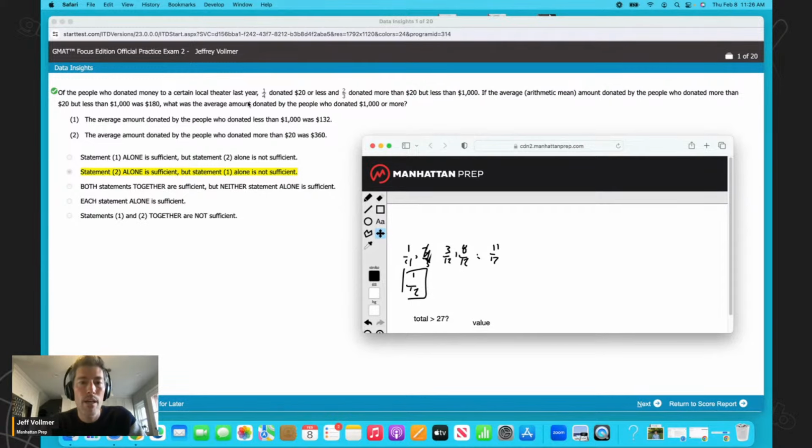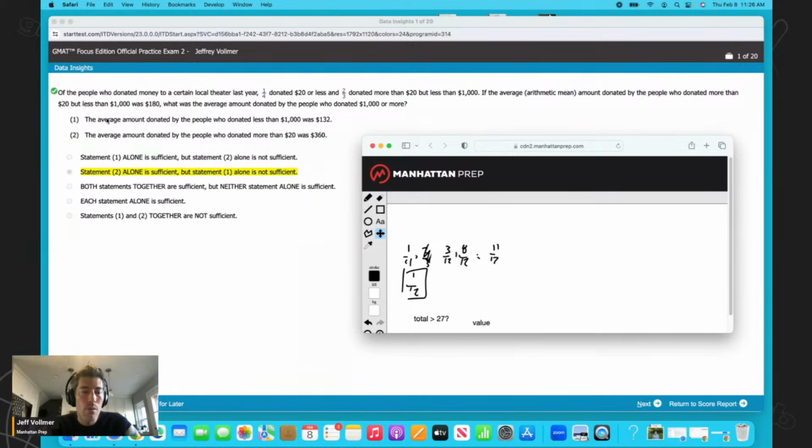It was this one, right? A quarter, 2/3, there's a missing 12th. So I know a 12th of the people donate a lot of money, and I'm trying to figure out how much those people donated on average. The only thing I really know is how much the middle group donates on average.